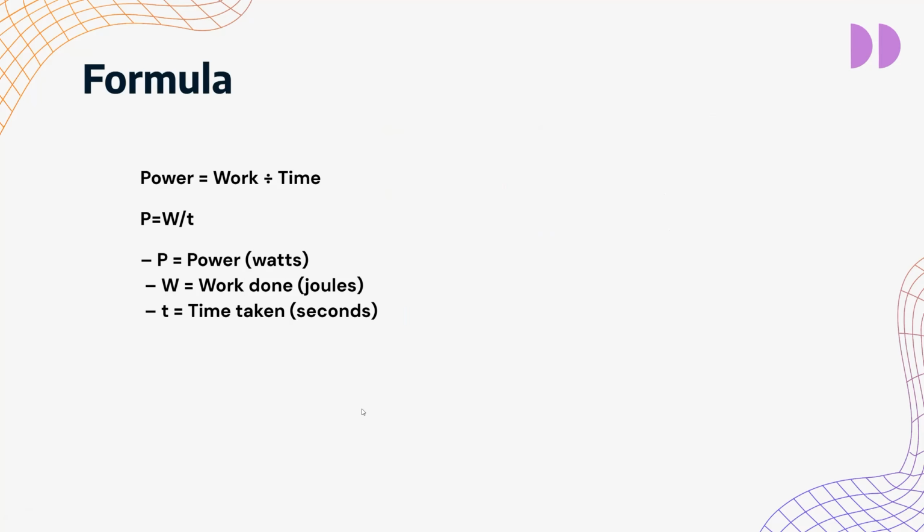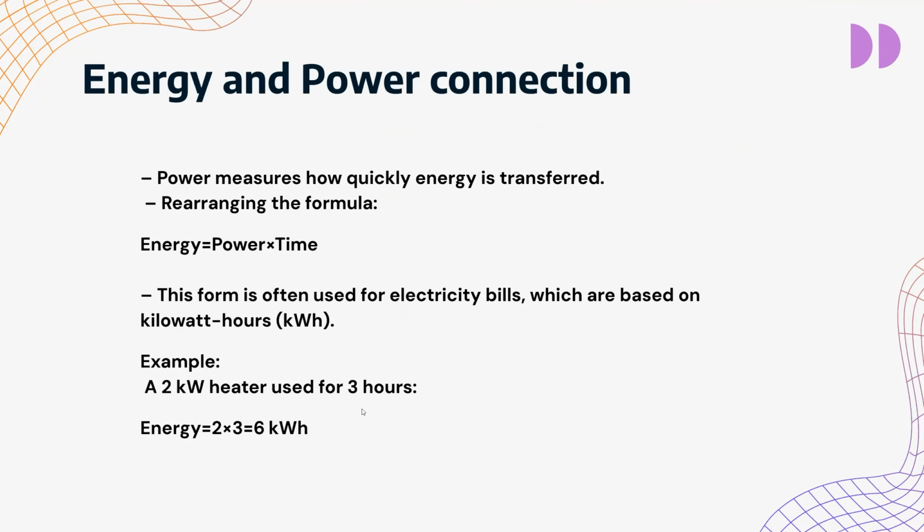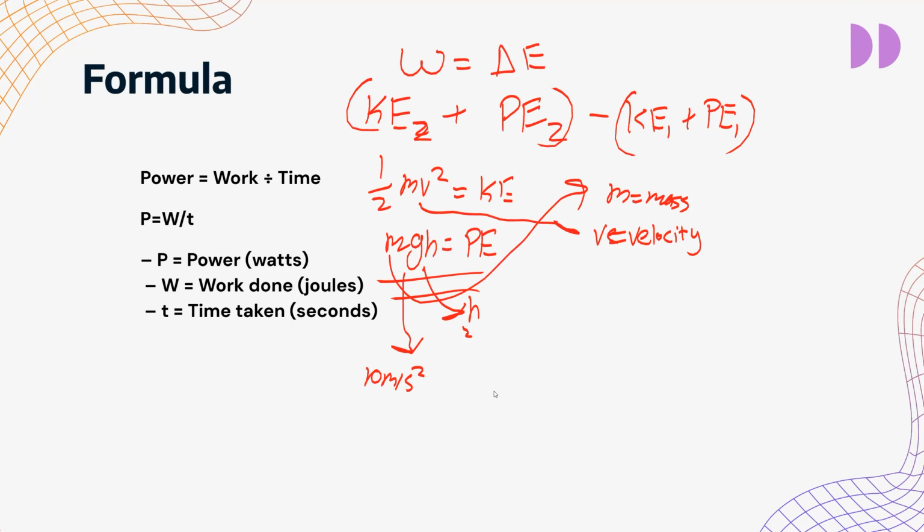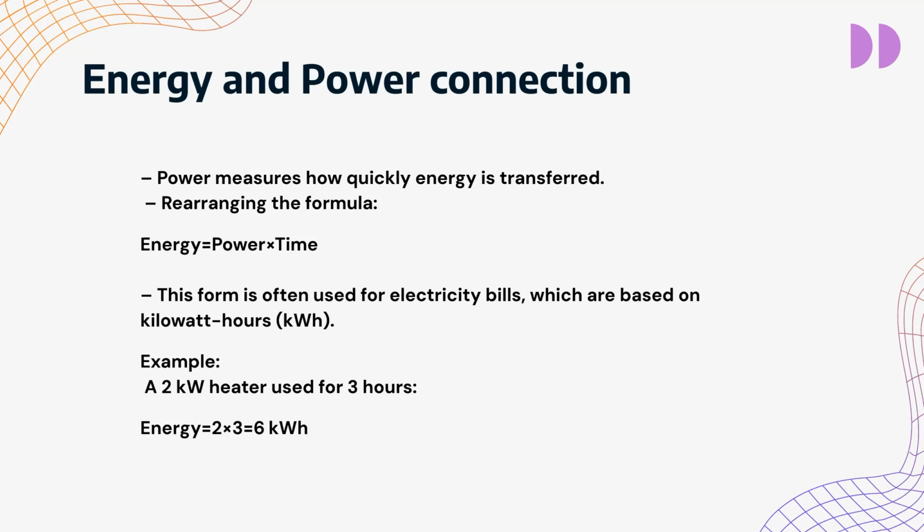So after this, the connection between energy and power. Like I said, power measures how quickly energy is transformed. So rearranging the formula, energy is equal to power times time. Wait, can I re-see that? Oh, the equations, yeah. You want to rewrite the equations here? Okay, go back to the slide. Actually, I'll make it a lot neater here. I'll just keep it up on this corner for you.